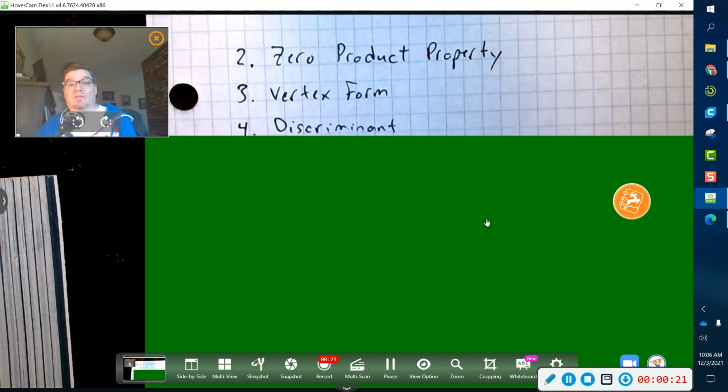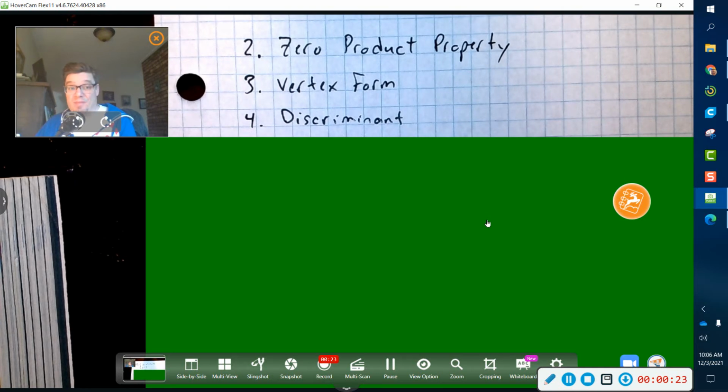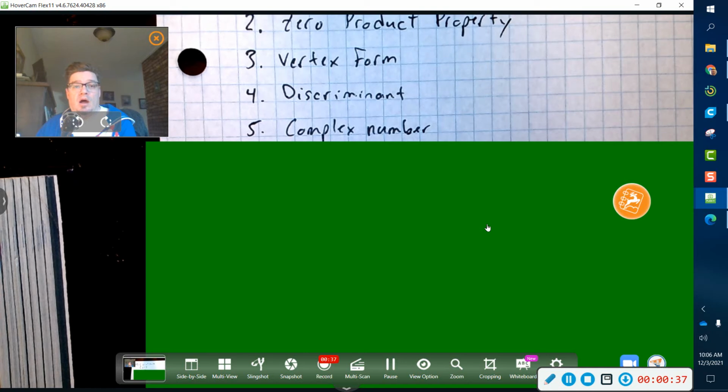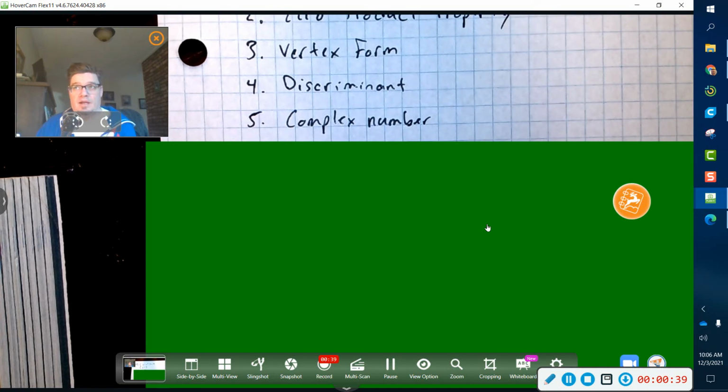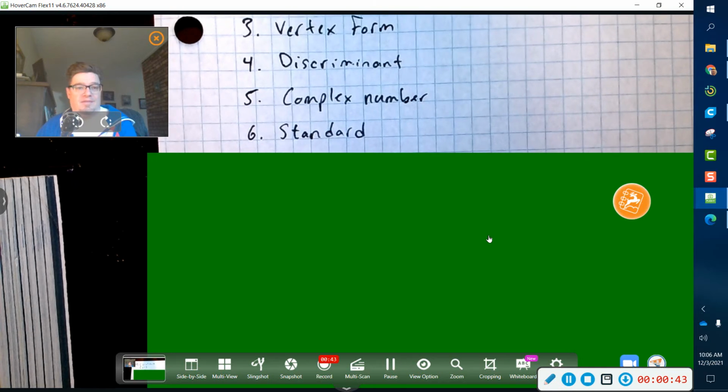Number 2 is vertex form. 4 is the discriminant. That is the radicand. Radicand means that that's what's underneath a square root value, okay? Or what's underneath the square root symbol. That's the radicand, and that is the discriminant. Then we have a real and an imaginary number together produces a complex. And then finally 6 is standard.